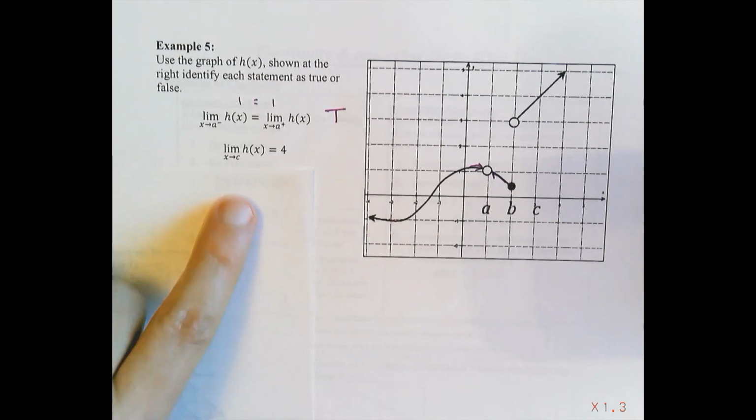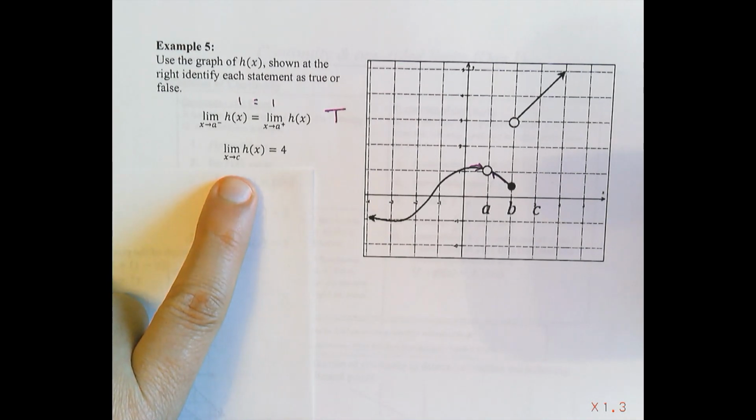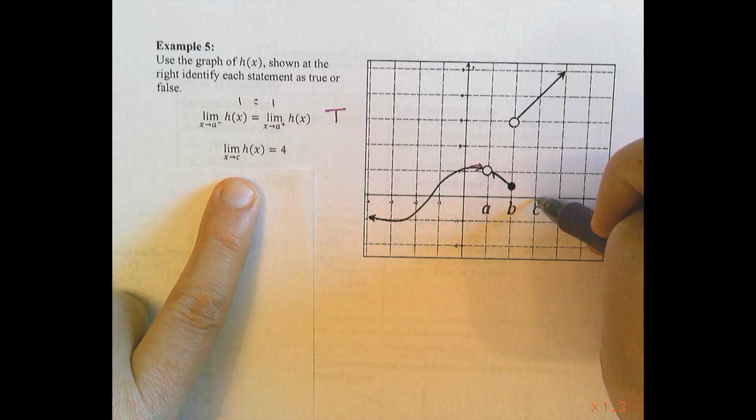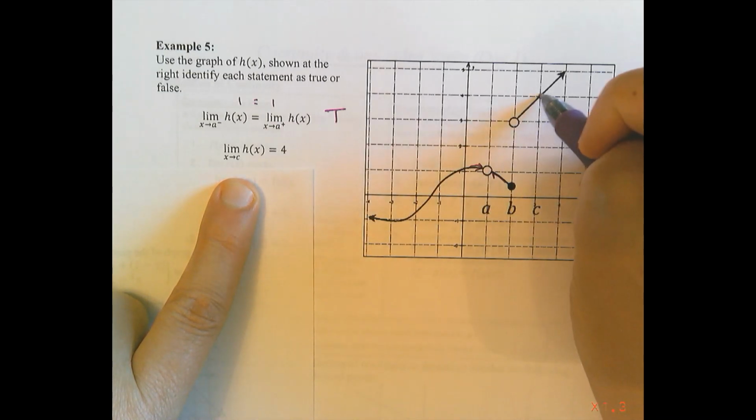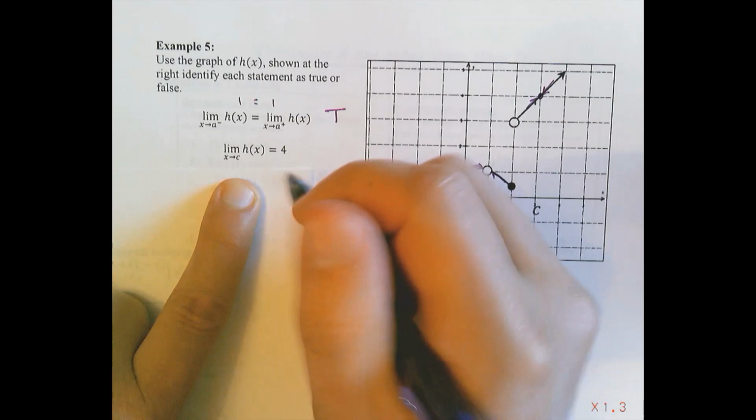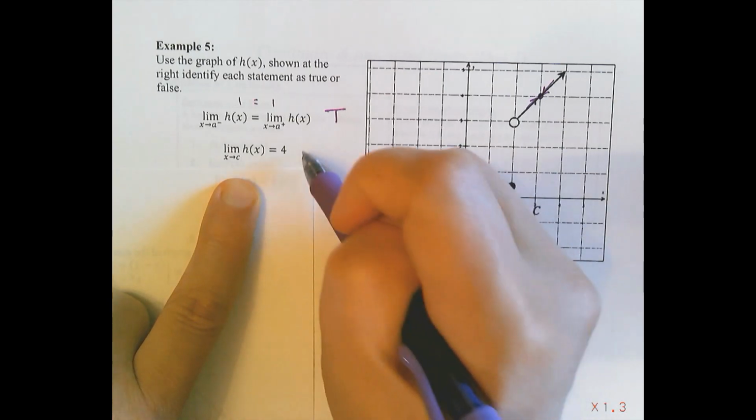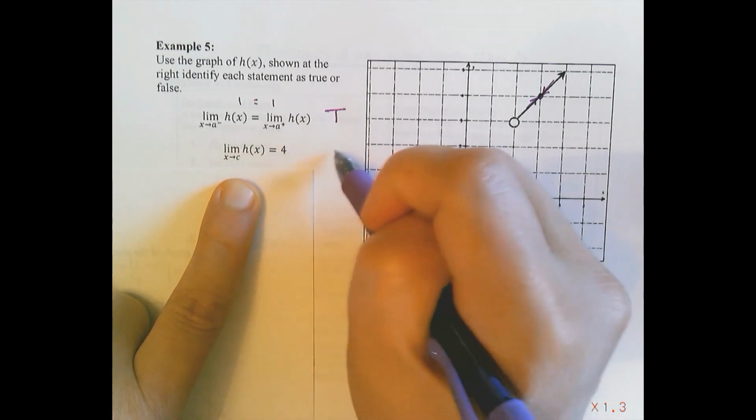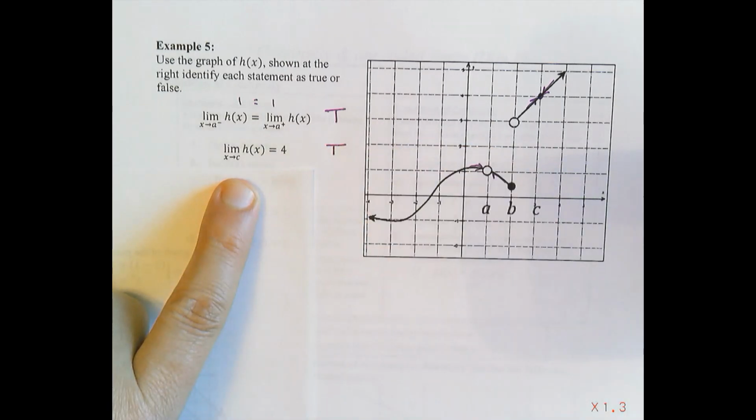How about this? Does the two-sided limit of the function at C equal 4? Well, when I look at C, we're looking at this location right here, the left side equals 4 and the right side equals 4. Because both sides equal 4, the two-sided limit is 4, and this is a true statement.